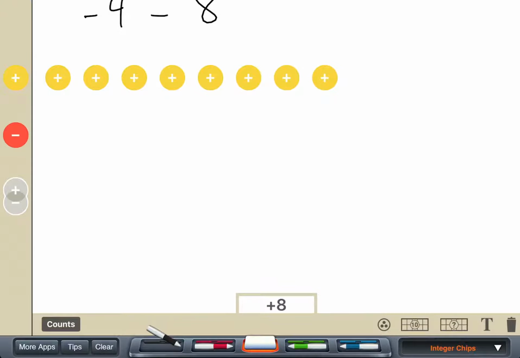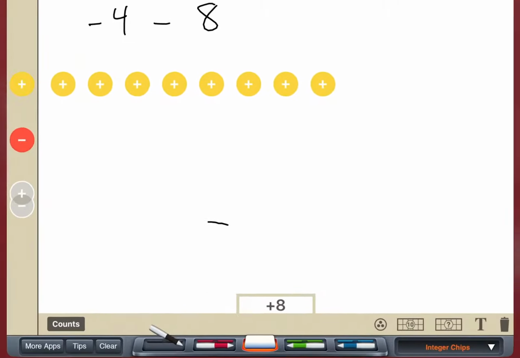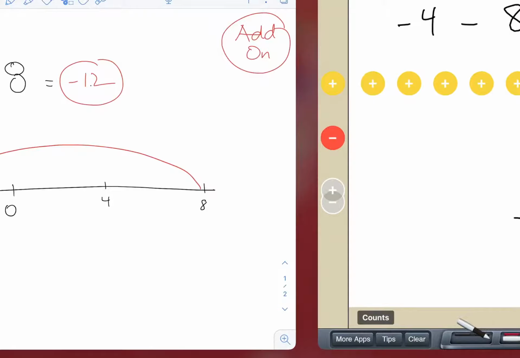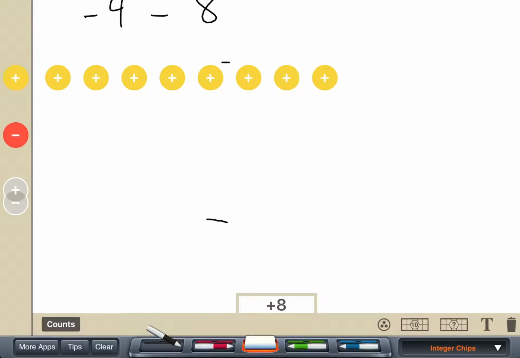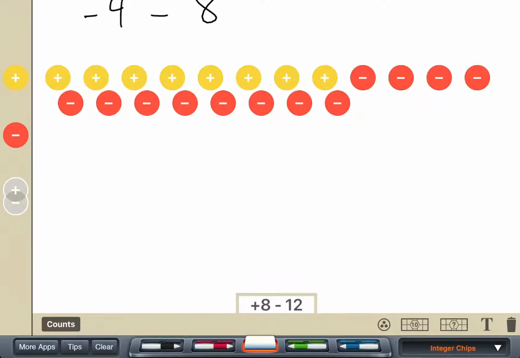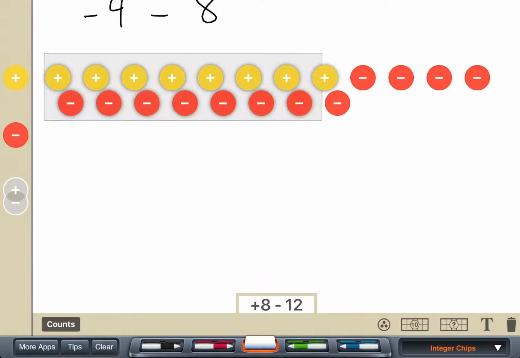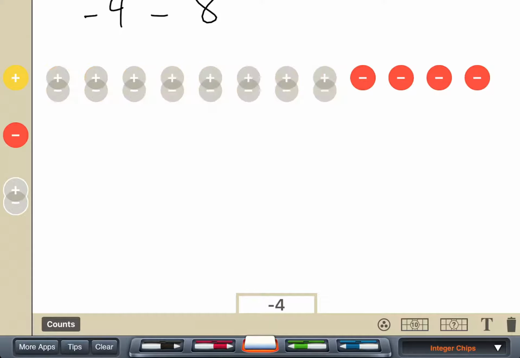And what did we find out what the difference was? It was negative 12. So if we have 8 positive chips and we added 12 negative chips, 1, 2, 3, 4, 5, 6, 7, 8, 9, 10, 11, 12. We're going to zero these out because they pair up. And we end up with 4 negative chips.